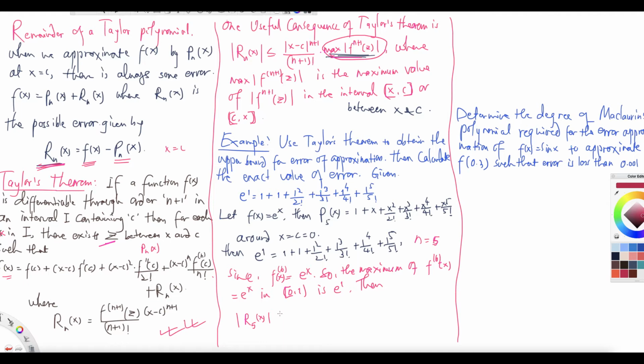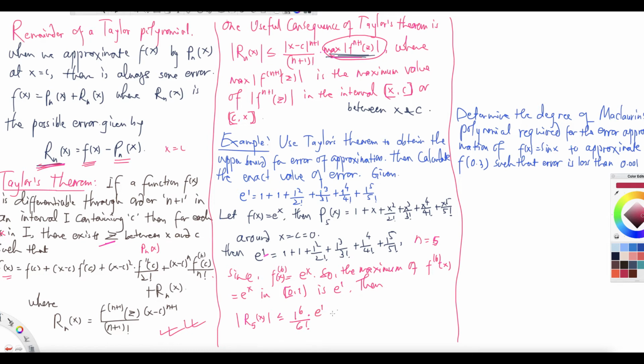R5(x), which is less than or equal to |x minus c|, that is 1 minus 0. C is 0, okay? So 1 minus 0, x is 1 because we are taking x equals 1 here. So 1 to the 6, you see that? 1 to the 6, and then divided by 6 factorial, right? Times, what is the maximum? Maximum is e to the 1, just e, right?